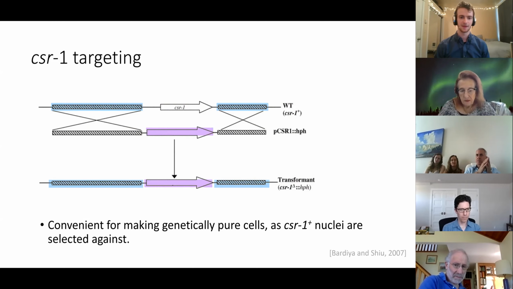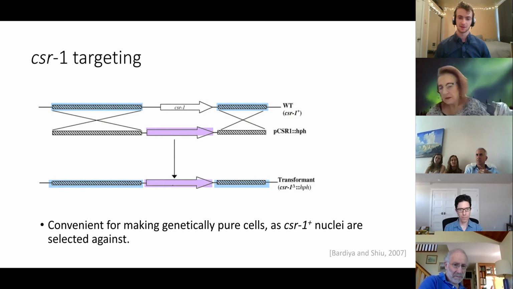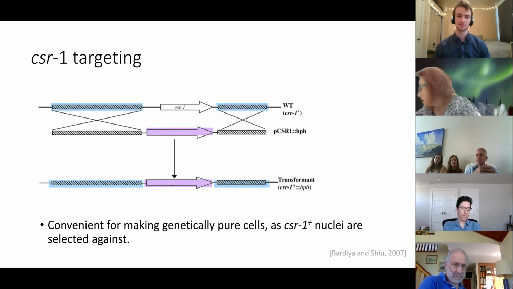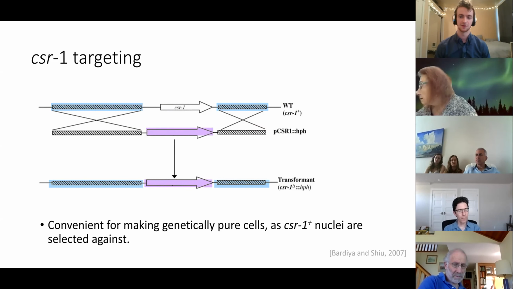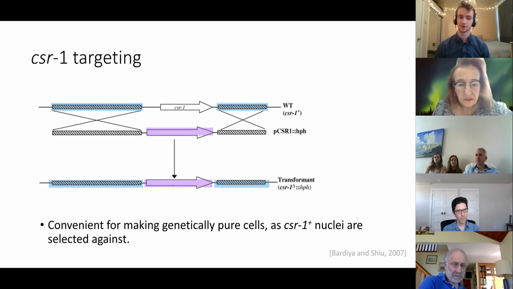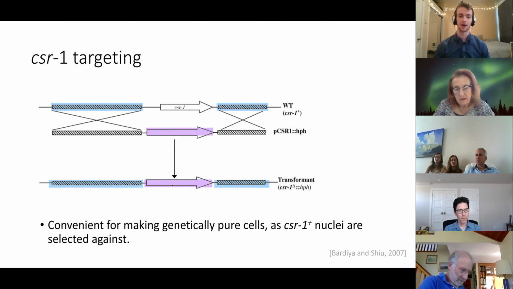And this selection method is very convenient for making genetically pure cells, because Neurospora is multinucleate, and if a nucleus isn't successfully transformed, the presence of CSR1 will allow it to take up a fungicide that will kill that nucleus. So you only get Neurospora containing nuclei with the desired DNA insert. Or in some cases, if you have a mutation, you can get some false positives, but we're not going to talk about that.